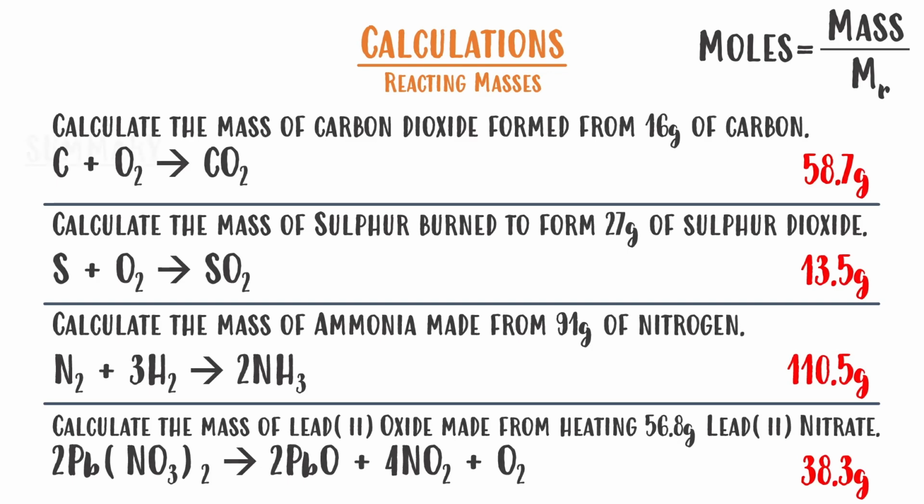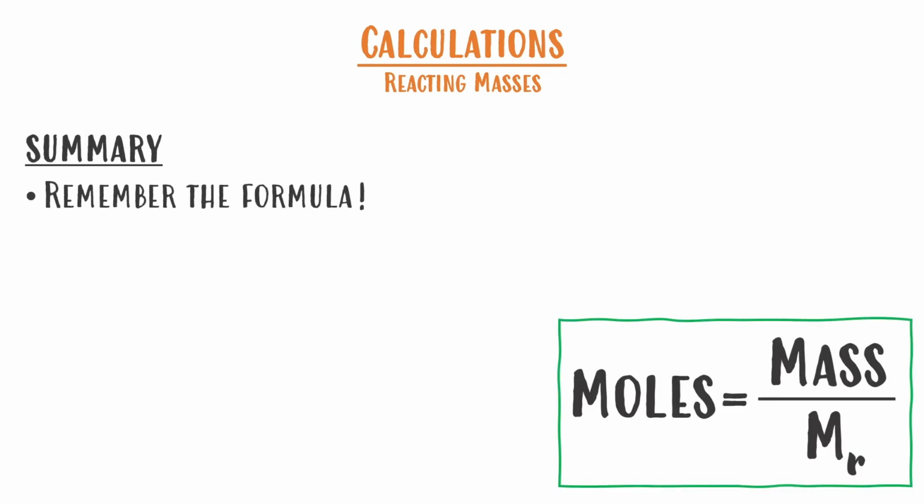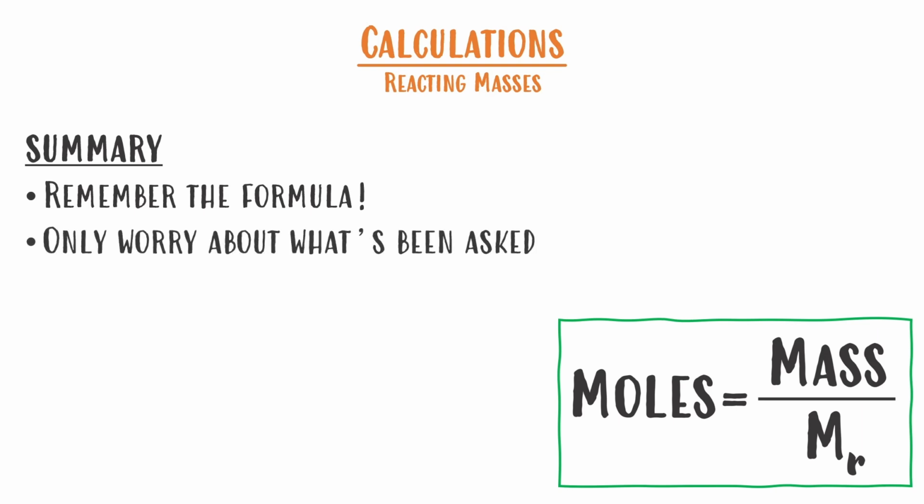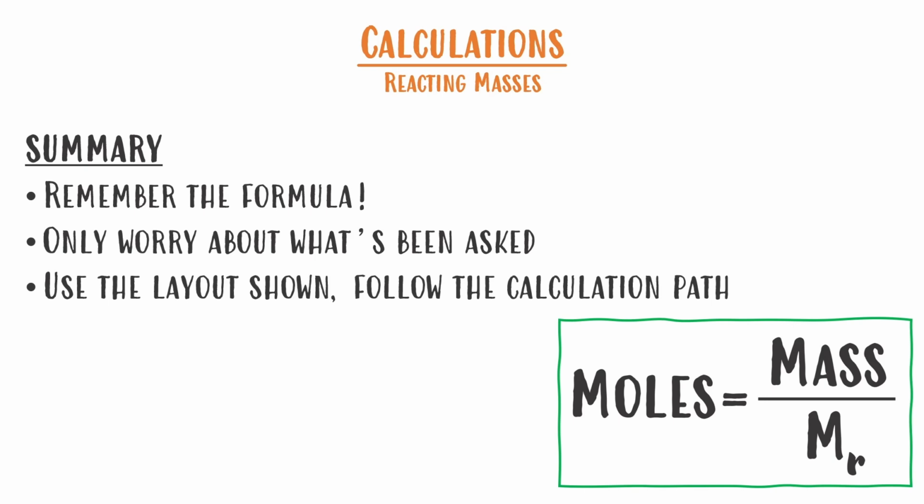Right, let's summarize. Remember, you have to memorize this formula. It's not given to you in an exam. Only worry about what you've been asked. Sometimes they'll give you a long chemical formula. There's usually only 2 chemicals which you need for the calculation. Use the layout we've used in this entire video. It works every time. And lastly, if you're ever unsure in a calculation, work out the MR. It's almost always going to be worth some marks.